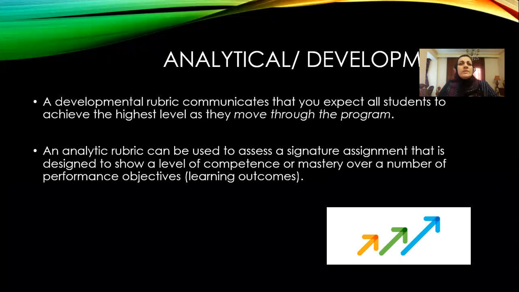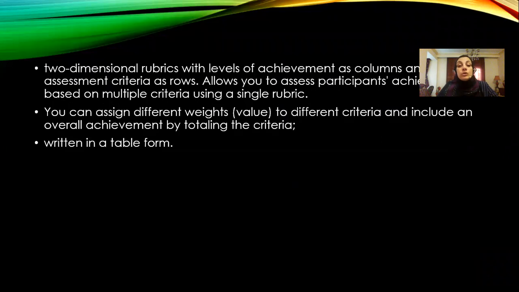Now, what about analytical? It's a little bit different. It goes beyond this. It becomes more complicated. It identifies aspects of student performance. So we have 2 dimensions here. The analytical rubric assesses 2 dimensions. One dimension will be the student performance and the level of achievement. That will go on the top. And then there will be the criterion on which the student is evaluated.